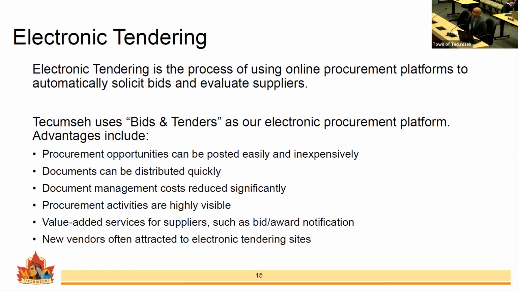There are many advantages, including procurement opportunities can be posted easily and inexpensively. Documents can be distributed quickly. Document management costs are reduced significantly. Procurement activities are highly visible. Value-added services for suppliers such as a bid award notification exist, and new vendors are often attracted to electronic tendering sites.